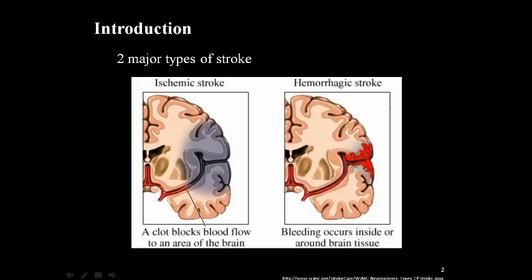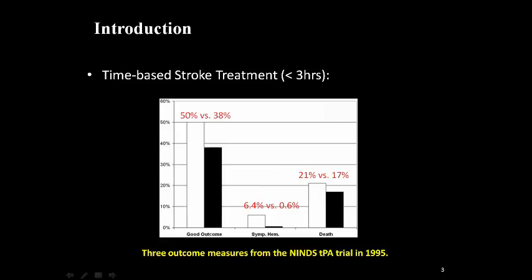There are two major types of stroke. One is ischemic stroke, and the other is hemorrhagic stroke. In Taiwan, ischemic stroke constitutes approximately 80% of overall strokes. In 1995, the NINDS study group reported that treatment with intravenous rtPA within 3 hours of the onset can effectively improve the patient's neurological function and result in a favorable outcome at 3 months.